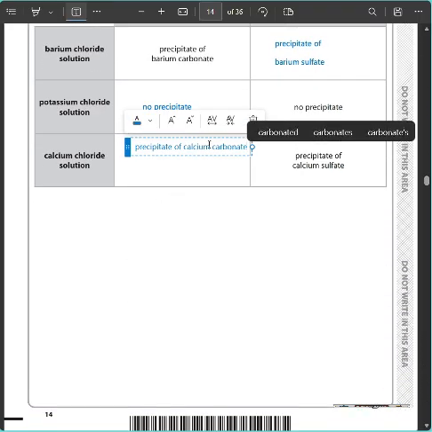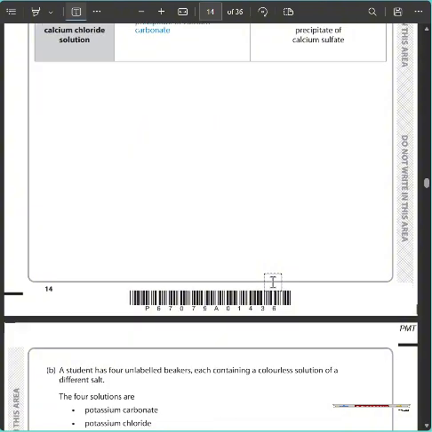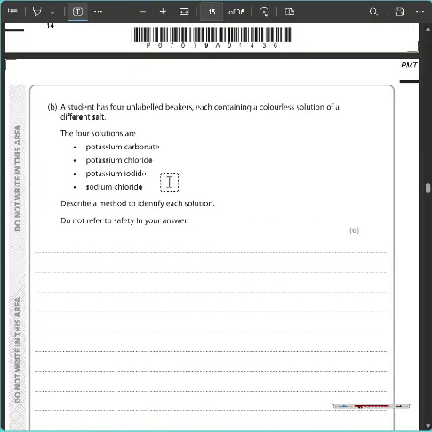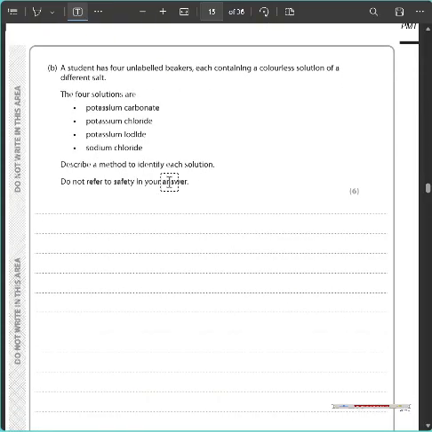The next one, B1. A student has 4 unlabeled beakers, each containing a colorless solution of a different salt. The 4 solutions are potassium carbonate, potassium chloride, potassium iodide, sodium chloride. Describe a method to identify each solution. Do not refer to safety in your answer.